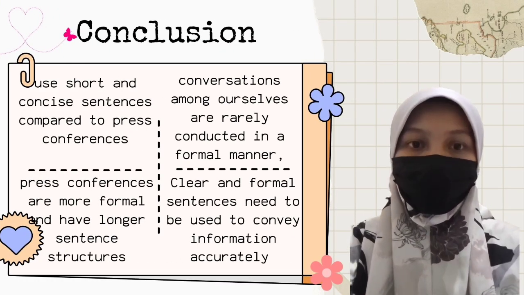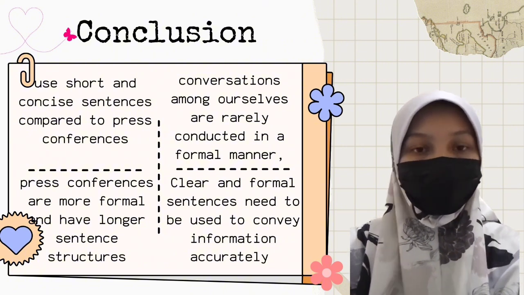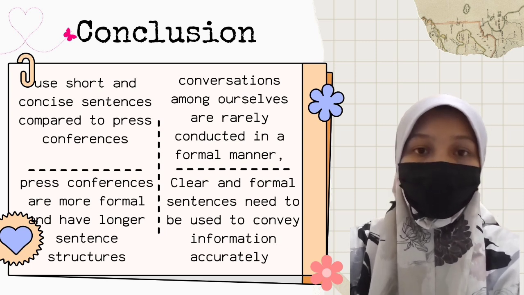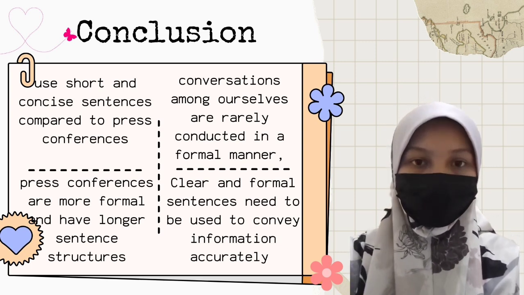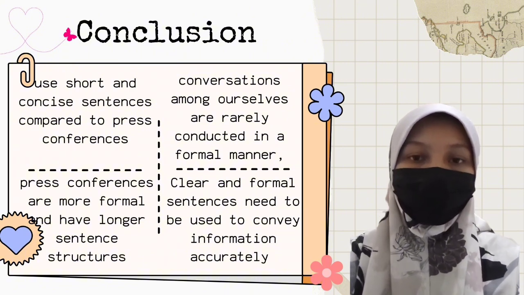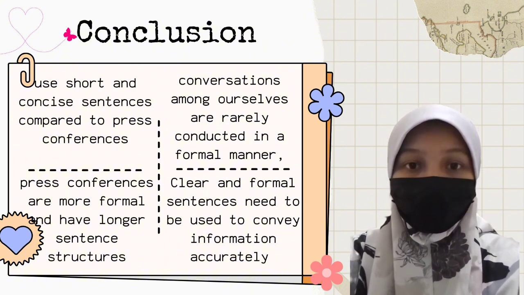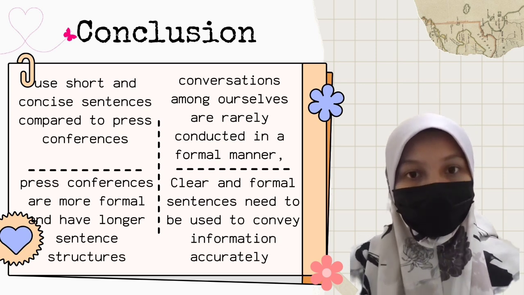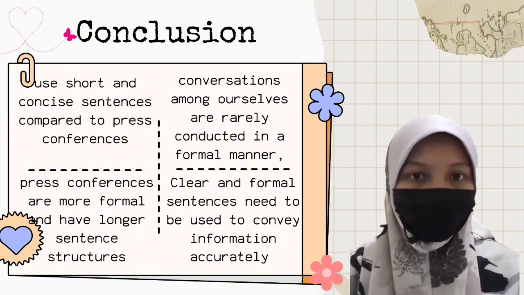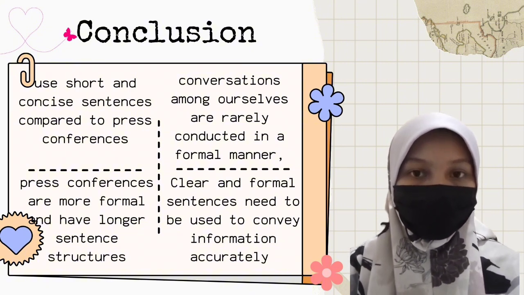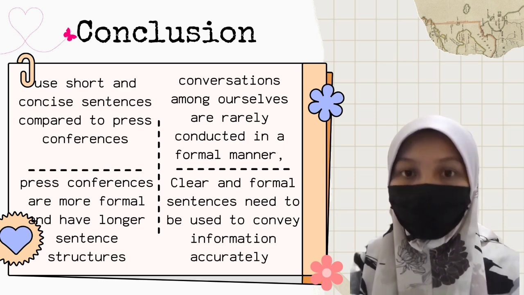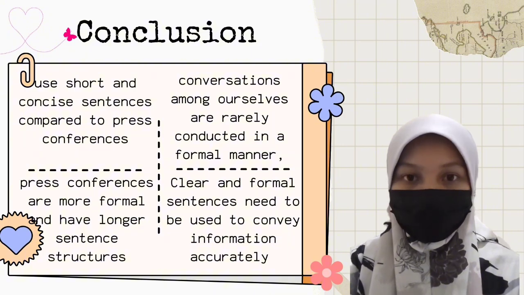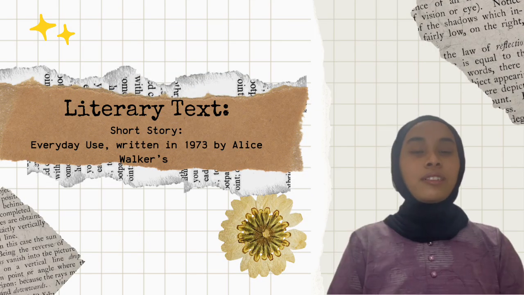In the meantime, in conclusion, we can see clearly the differences between these 2 parts. English conversation video clips in the form of dialogue often use short sentences compared to press conferences. Appropriate to the situation, conversations among ourselves are rarely conducted formally, especially when we are talking with someone close to us. But unlike conversations, press conferences are more formal and have longer sentence structures, as we can see. Clear and formal sentences need to be used to convey information accurately, without any hidden details.